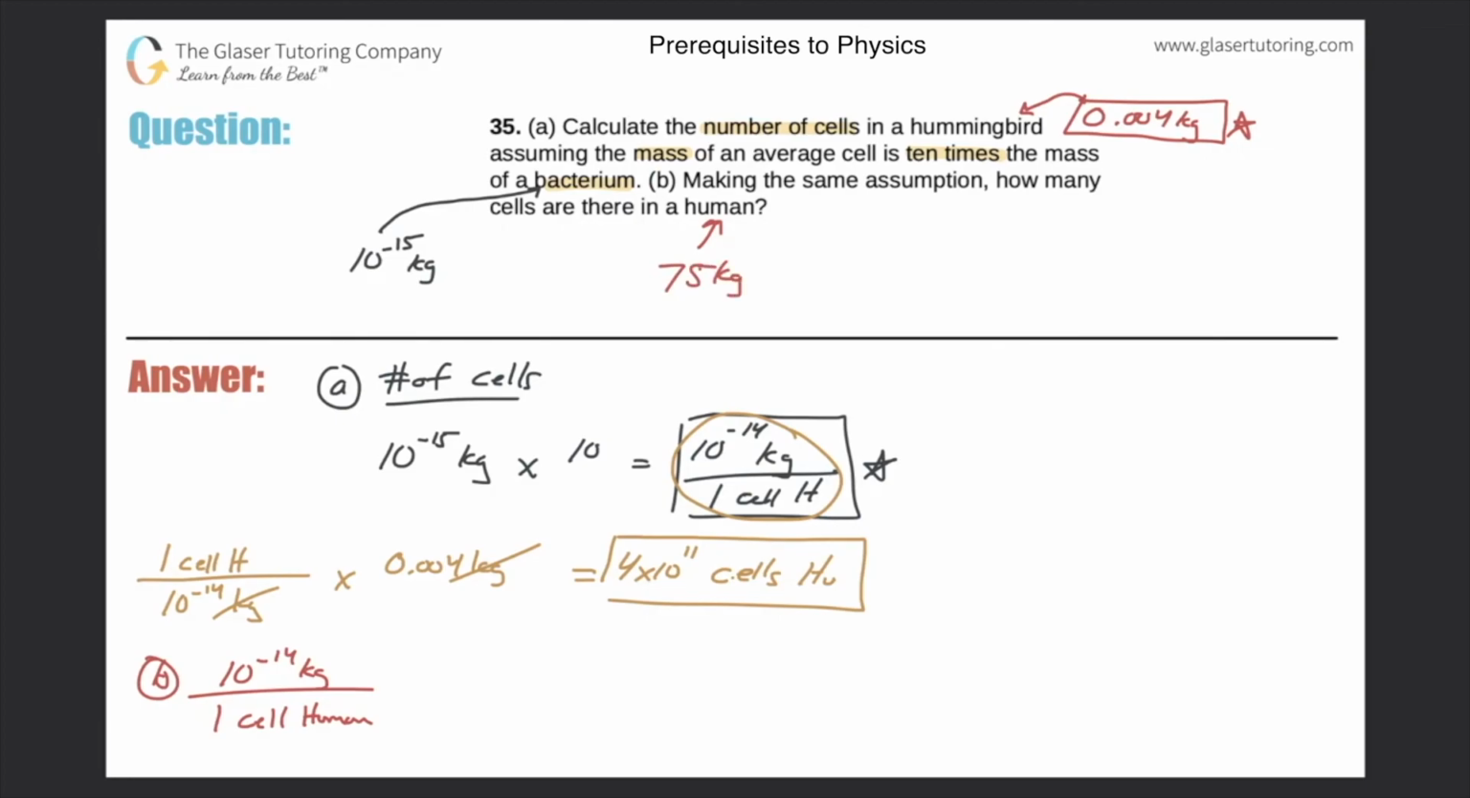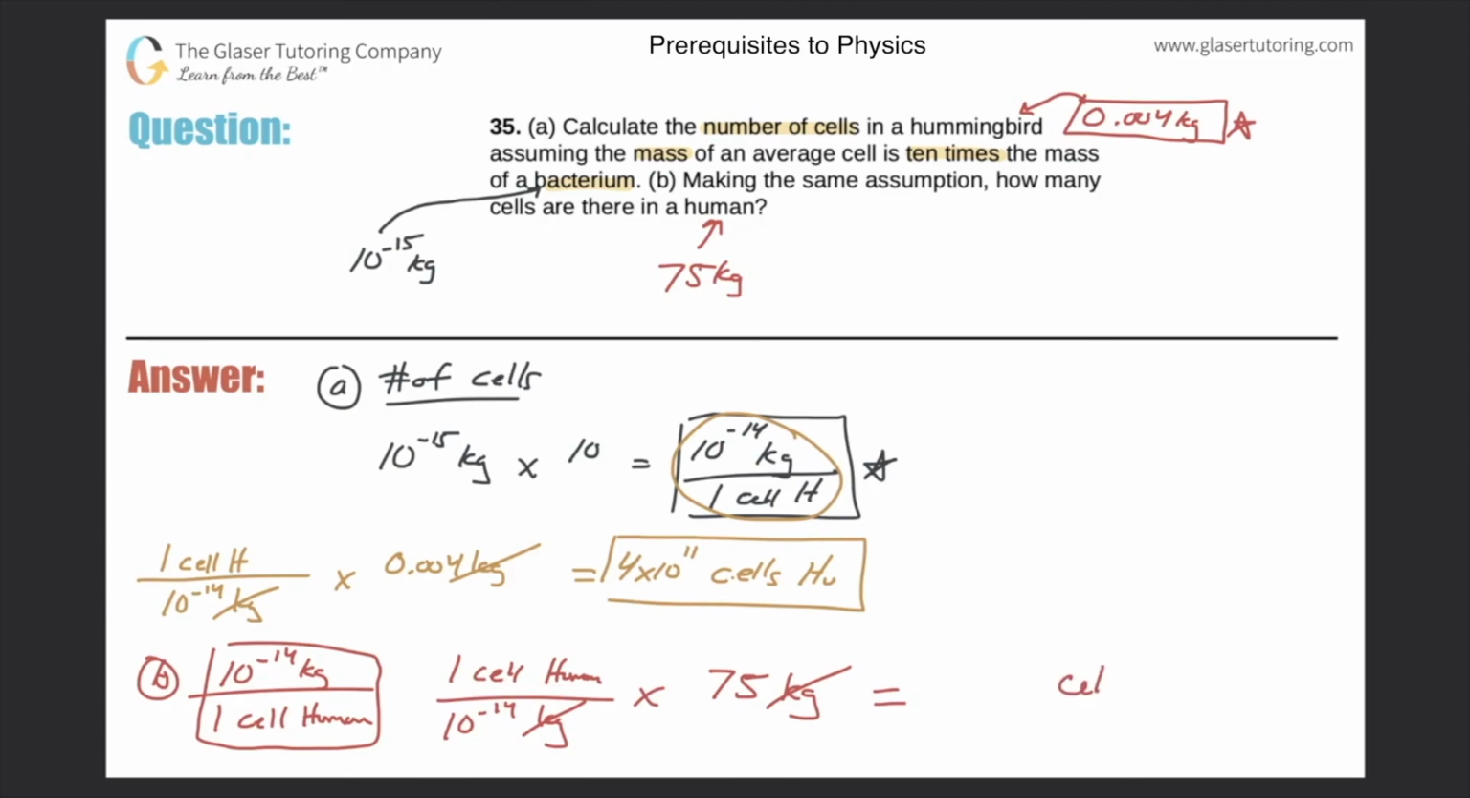Now I can do the same thing I did before. I essentially have to flip this ratio. Why? Because I want to calculate the number of cells, so I need them in the numerator. So 1 cell of a human weighs 10 raised to the negative 14 kilograms. Now if I multiply that by the average mass of a human, I can find the average number of cells, because notice the kilograms cancel, leaving me with cells. So that's going to be the unit here: cells in a human.